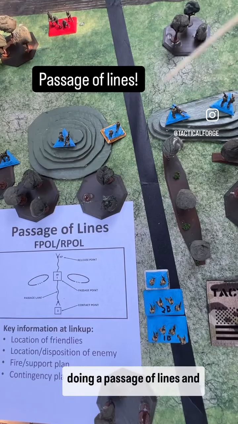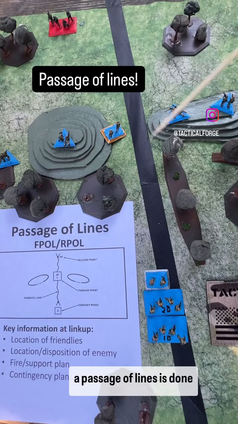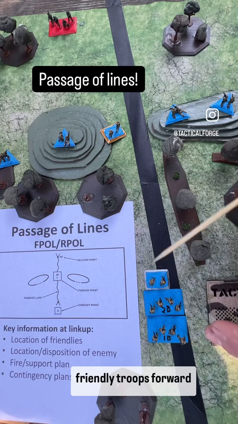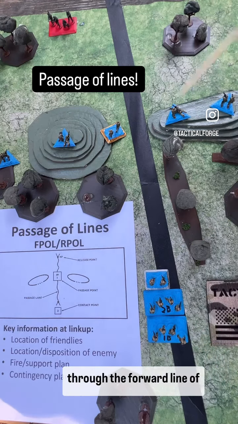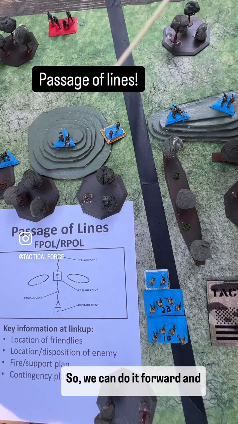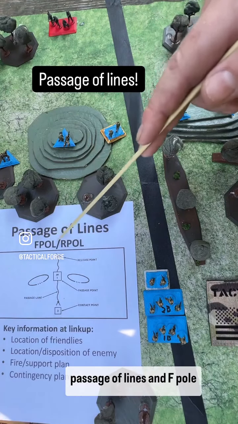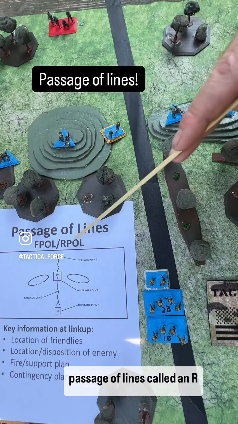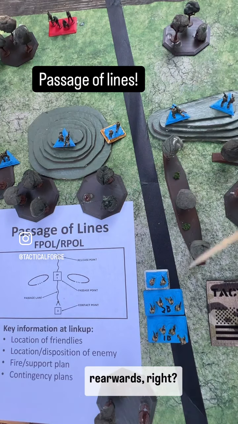Today we're talking about doing a passage of lines, and a passage of lines is done anytime you need to pass friendly troops forward through the forward line of troops, right? So we can do it forward, and that's called a forward passage of lines, an F pole, or we can do a rearward passage of lines called an R pole. They go forward, they go rearwards, right?